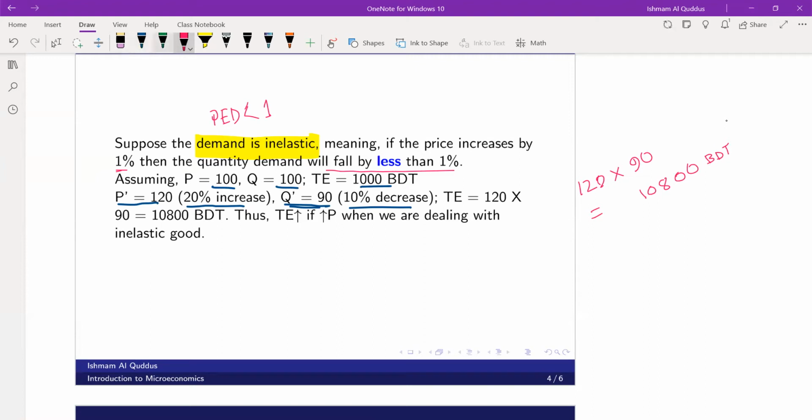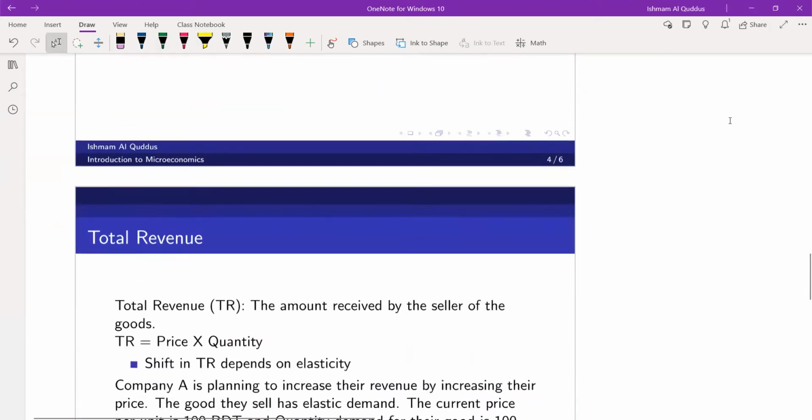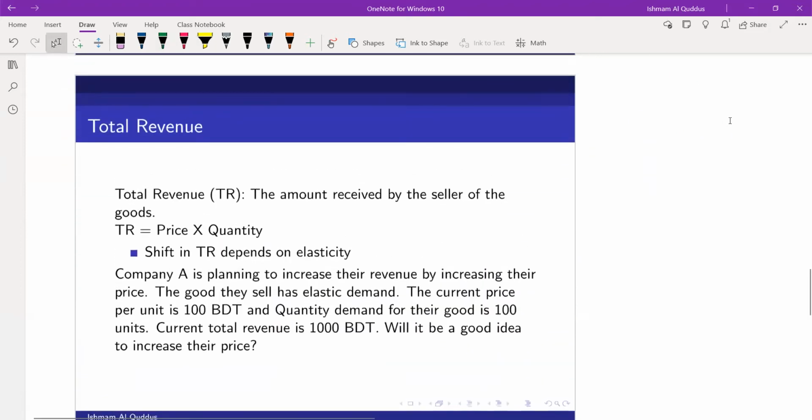So here, you see that when we are dealing with an inelastic good, the total expenditure goes up. The total expenditure increases if the price of an inelastic good increases. Now, total revenue is actually quite the same thing as total expenditure.